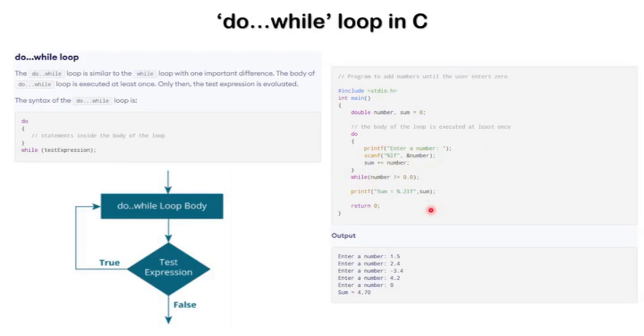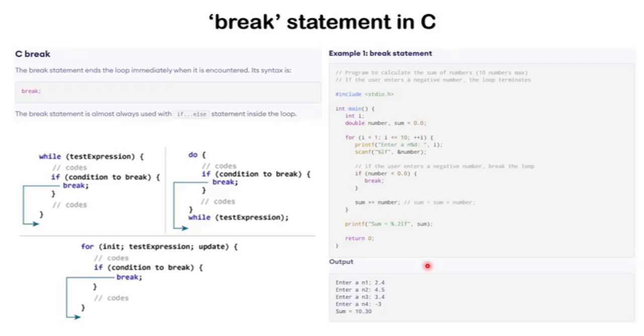Here is a program to add all the numbers until the user enters 0. Do, at least once the program will run, while number is not equal to 0. It will keep on running these set of statements and then find the sum. Whenever the user enters 0, it will return the sum up to that number. So 1.5, 2.4, minus 3.4, plus 4.2, the answer is 4.7. Okay, this was all about the loops.